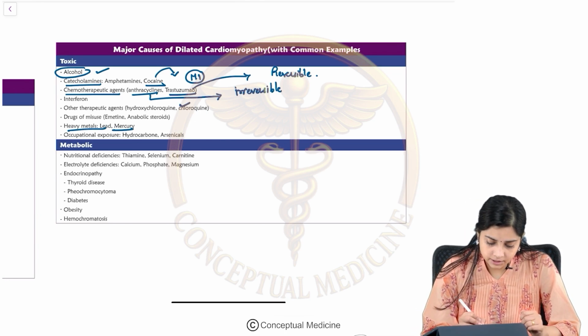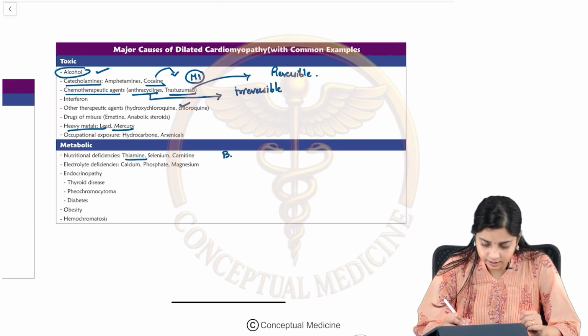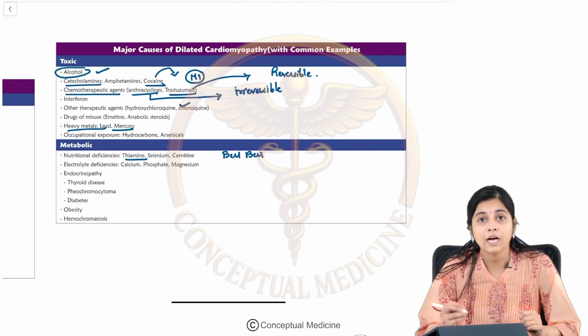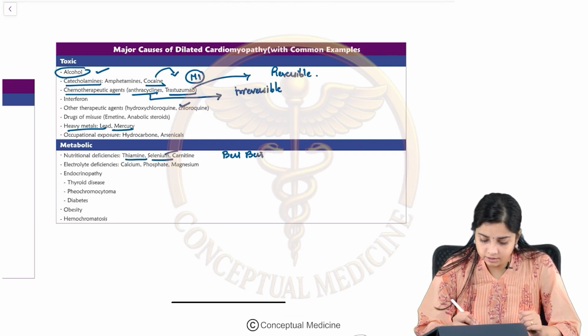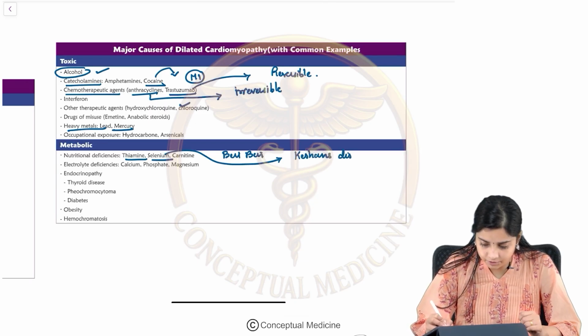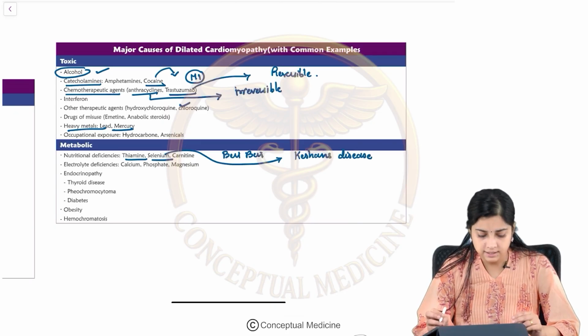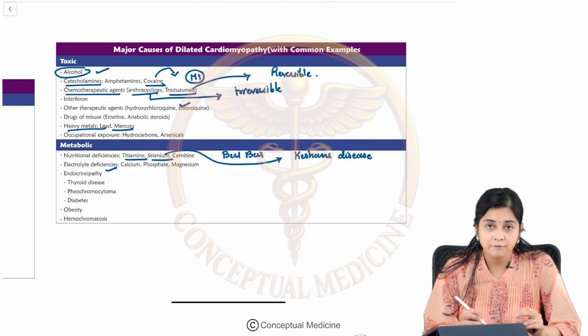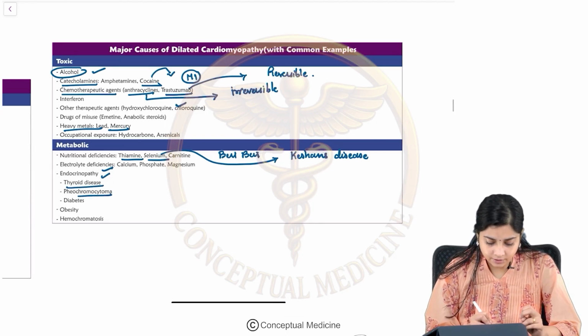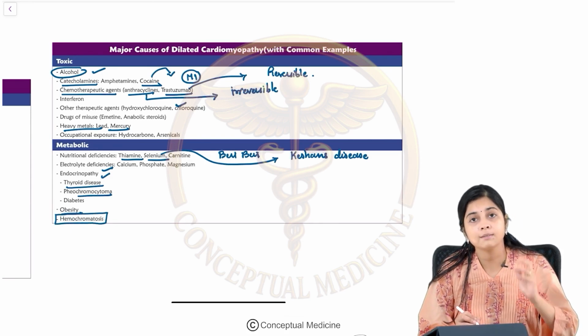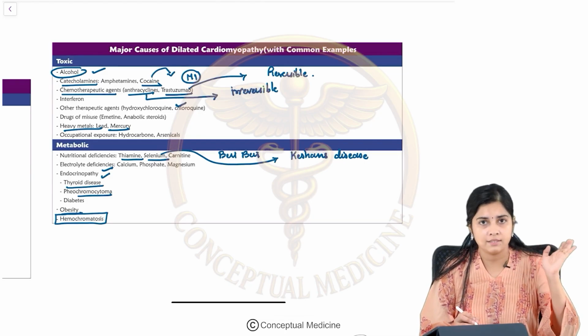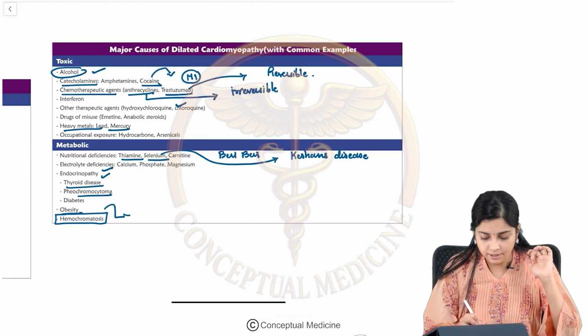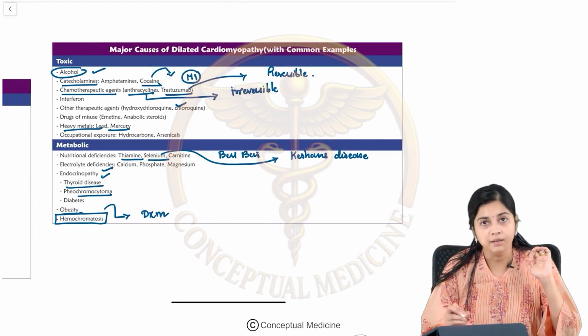When it comes to metabolic causes, nutritional deficiency, we know that thiamine causes beriberi, which is a cause of high output cardiac failure. Selenium deficiency causes something known as Keshan's disease. Apart from that, electrolyte deficiencies and endocrinopathies, thyroid disease, pheochromocytoma, and obesity as well. Another infiltrative disorder that you should remember is hemochromatosis. Again, hemochromatosis is associated with restrictive cardiomyopathy, but you can find it associated with DCM as well.